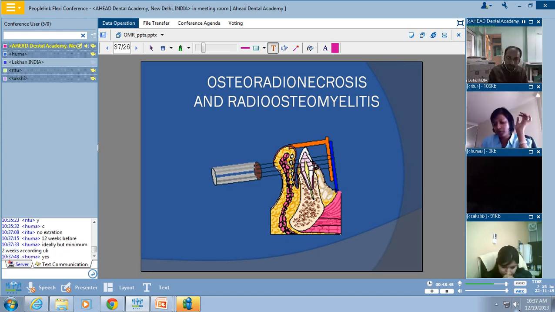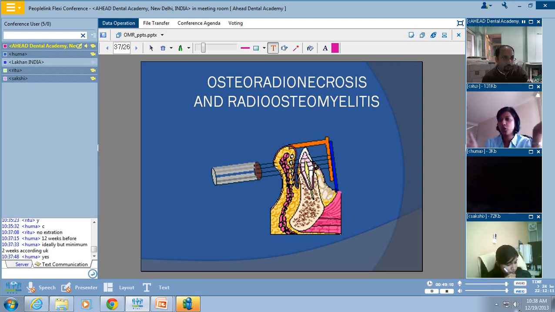Now I'll modify the question. What if a patient comes during the radiation therapy? A patient is undergoing radiation therapy for cancer of the buccal mucosa. He is having extreme pain. Will you do the extraction or not? Yes or no?